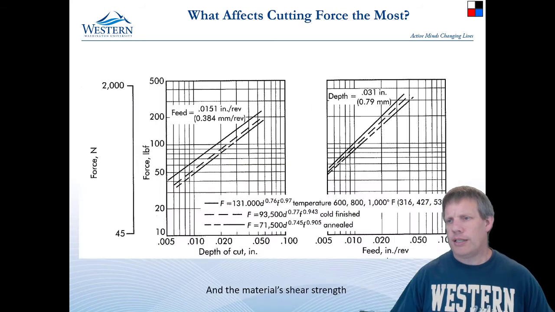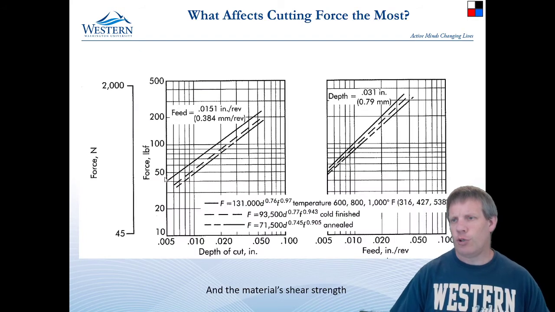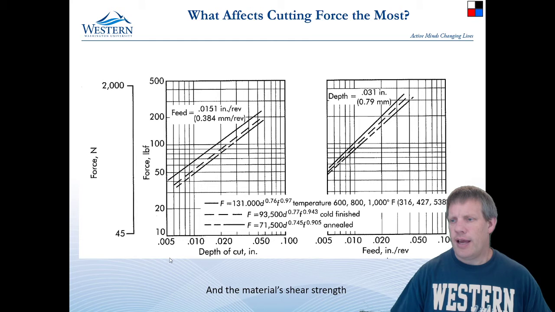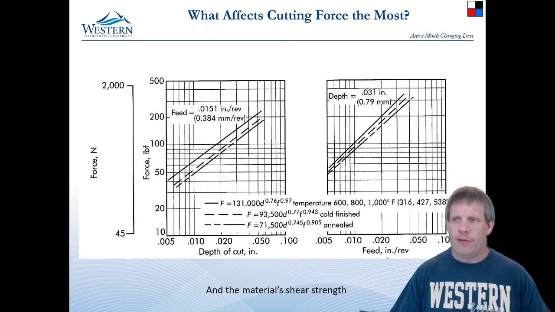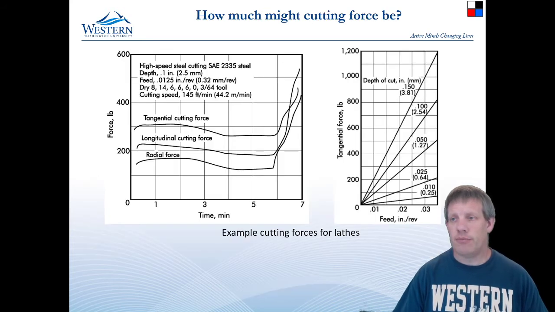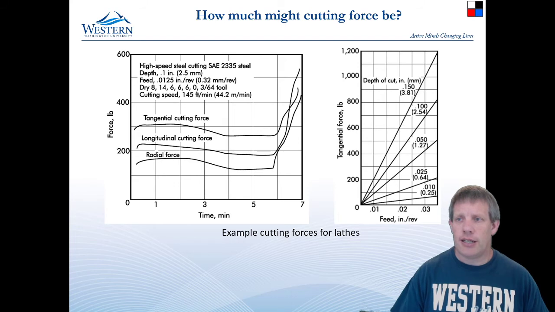But when we're looking at this, what we see is forces on these graphs somewhere between 50 and 250 pounds. And this is a turning process, and for relatively low strength material. So a low strength material, we're already in the 50 to 200 and something pounds.